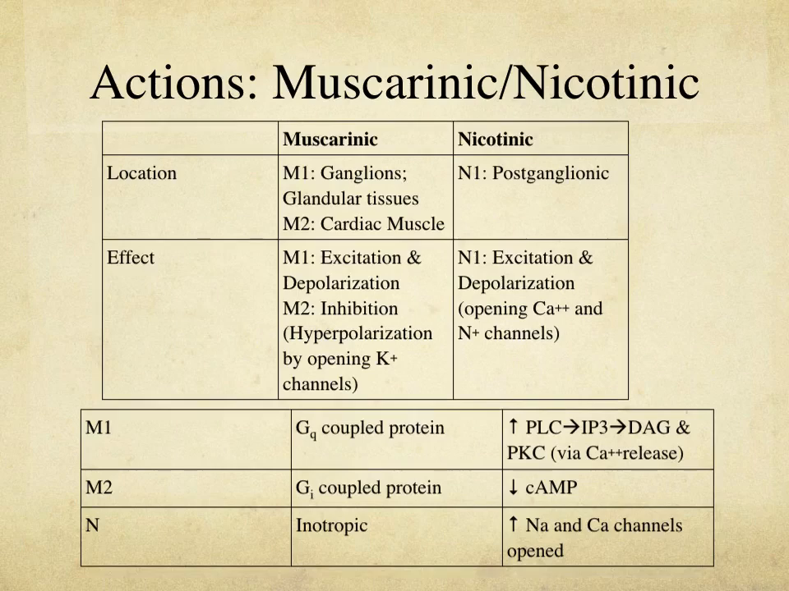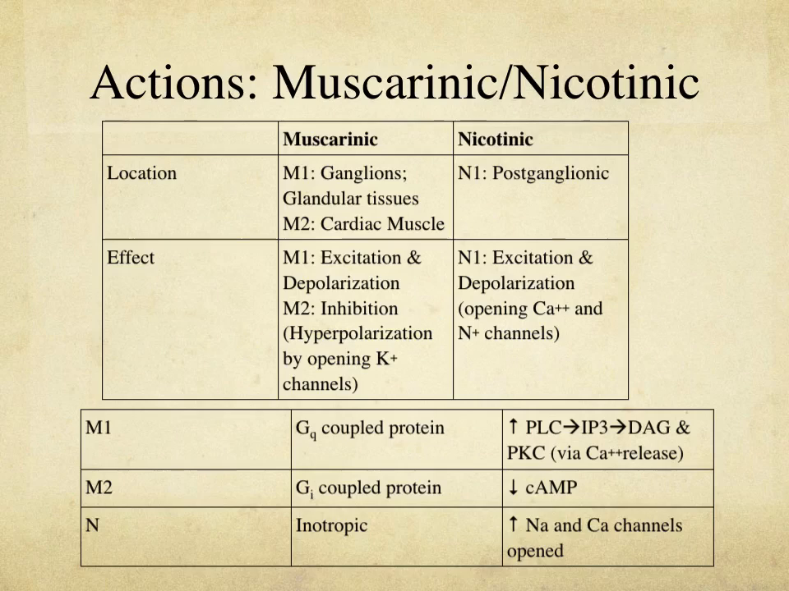So in terms of actions on the muscarinic side and on the nicotinic side, where are we going to see muscarinic? Well, we're going to see it in the ganglions of the glandular tissue, and we're going to see it within cardiac muscle. What we see in the glandular tissue leads to excitation. However, what we see in the cardiac muscle actually leads to inhibition.